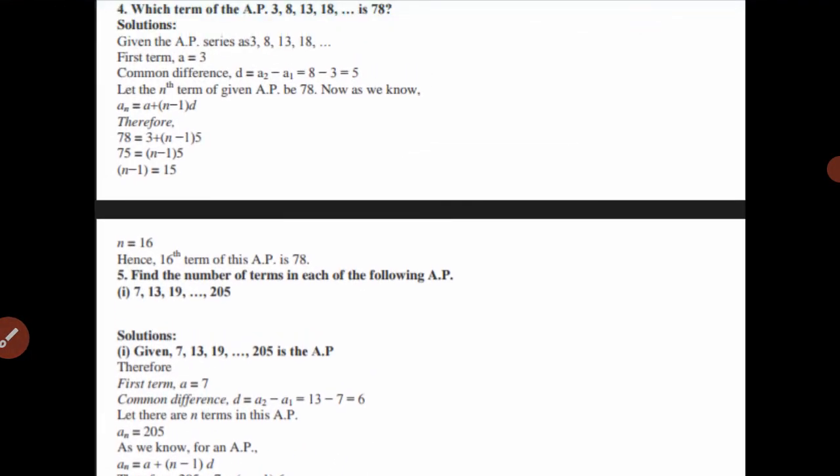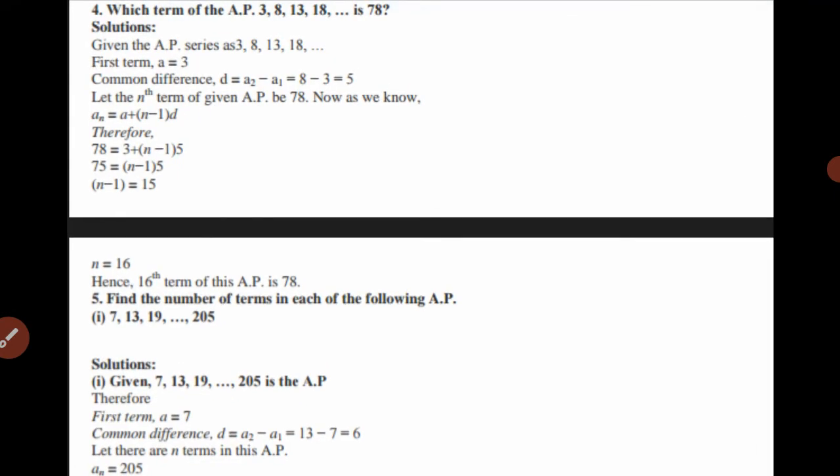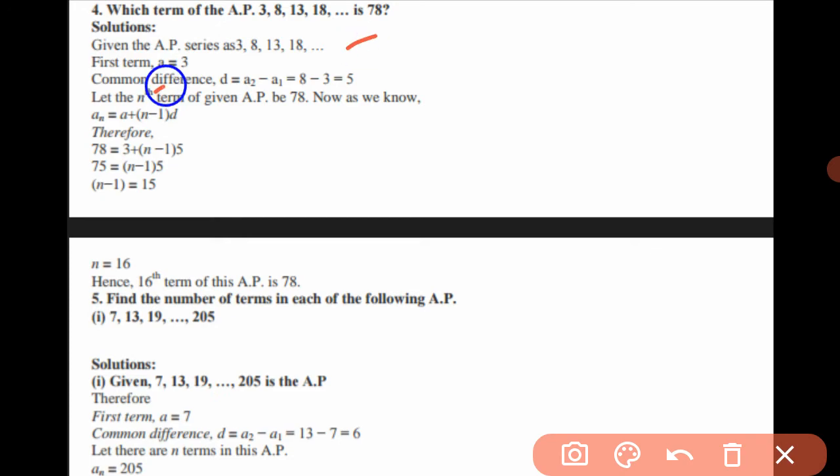In question number 4, we have to find which term of the AP 3, 8, 13, 18 is 78. So we have to find which term will be 78. So here the series is given: 3, 8, 13, 18. The value of a equals 3. Now here the common difference will be a2 minus a1, that is 5. So putting in the formula, an equals a plus (n minus 1) into d. So n minus 1 equals 15 and the value of n will be 16.